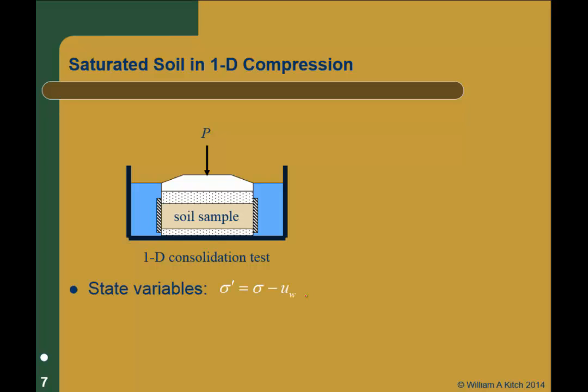Our state variable is the effective stress. Now, there are 2 ways to say that. You could say that our state variable is the total stress and the pore pressure, but the behavior in this case is really not dependent on the total stress and pore pressure. The behavior is really dependent on the effective stress. So for this one behavior, only for saturated soil, and we're talking about 1D compression, so we're only talking about one stress, the state variable is the effective stress.